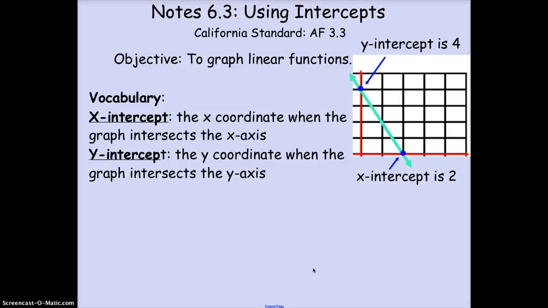Hello class, and welcome to Note 6.3, Using Intercepts. Our standard for today is AF 3.3, excuse me. And our objective is to graph linear functions.